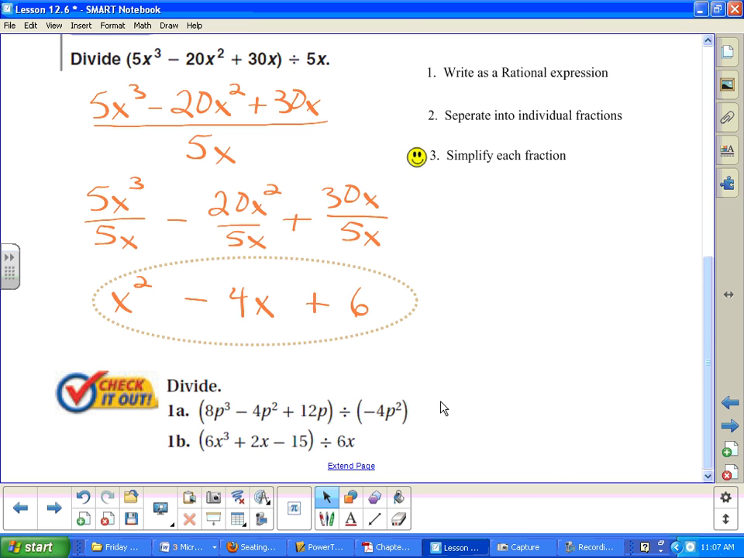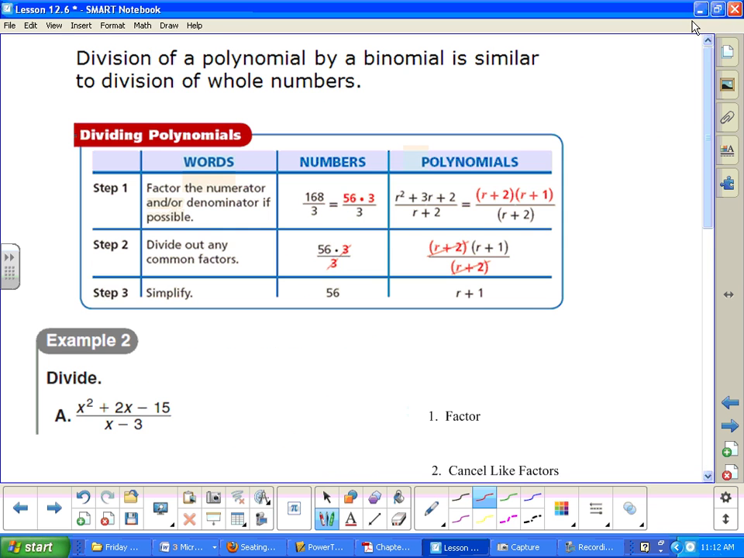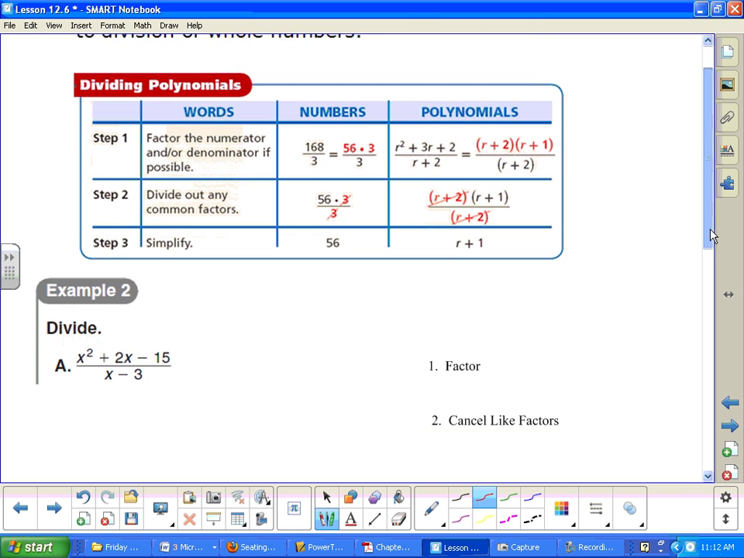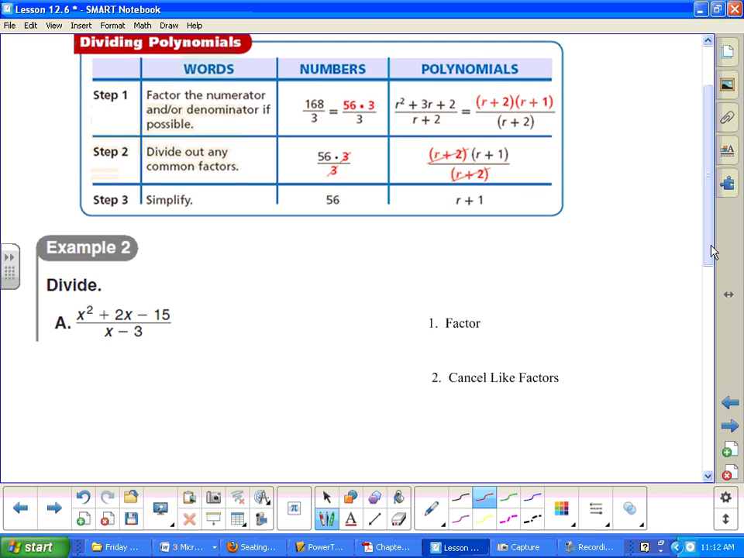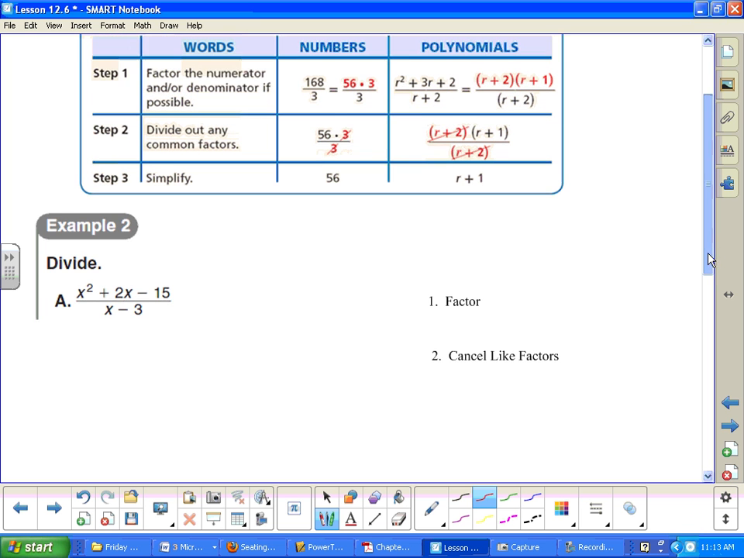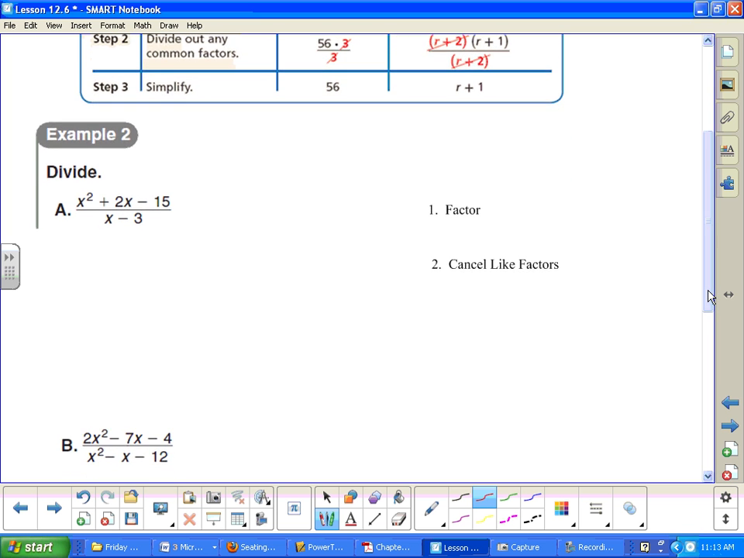Okay. All right. So I want you to do this. Now, if we're dividing a polynomial by a binomial, then it's basically just what we were doing in our division before. We're just going to take a fraction that we have, factor it, and then cancel the common factors. So we're basically just doing a little bit more of that division we were doing. More factoring practice and simplifying.